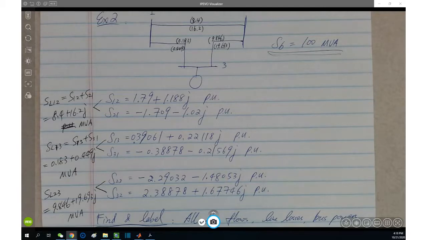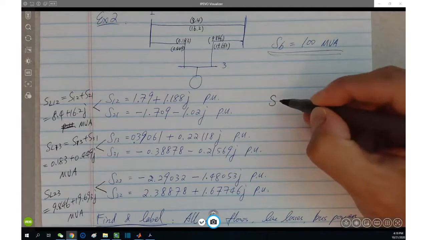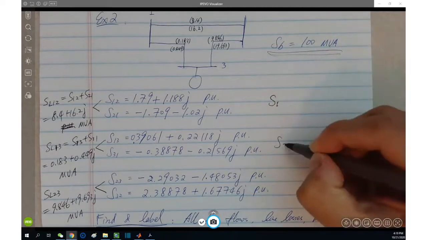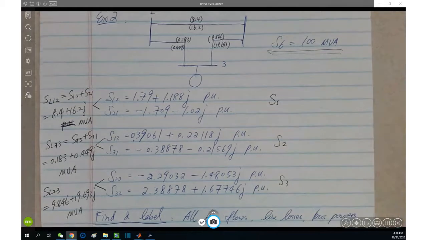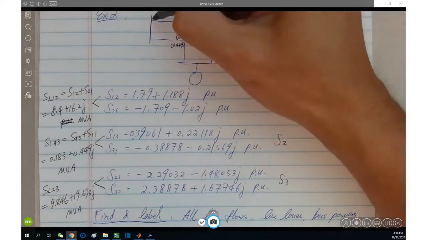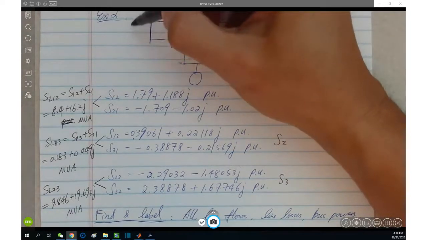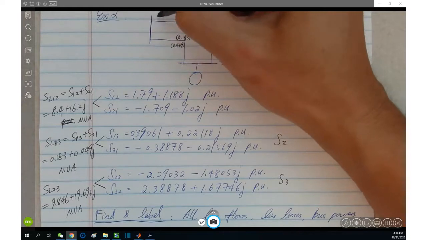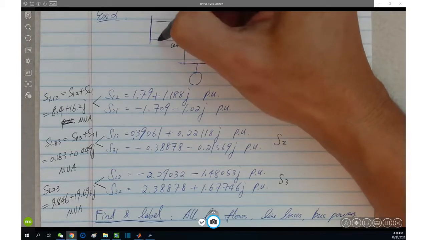All right, before labeling, we can either start to label the line flows, or we can find the bus power first, right? So we can find bus power first. First bus power, say, is S1, second will be S2, third one will be S3. So how to find S1? S1 is obviously the power on this side. Obviously, it equals the sum of the power here and here. They're respectively what? S12 and S13. Does it make sense?